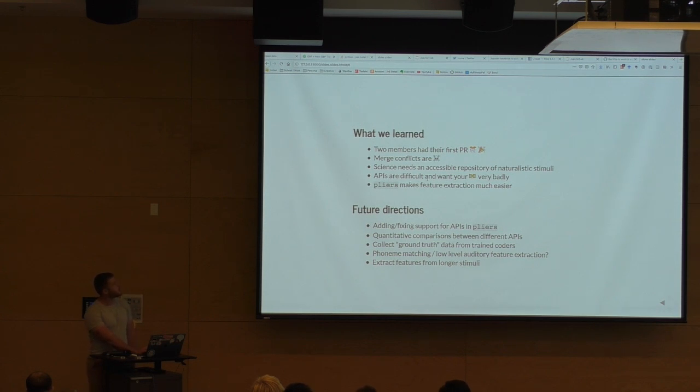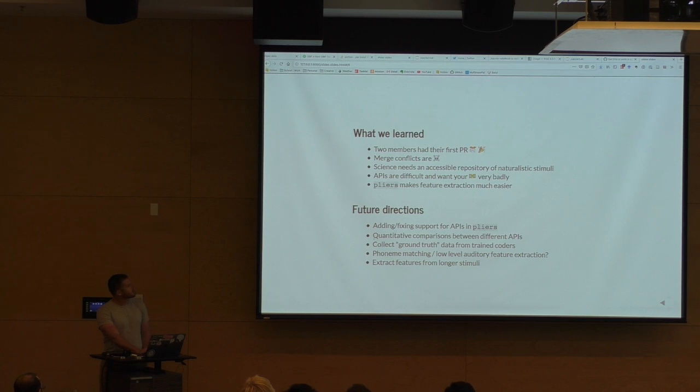And then we also learned that APIs are really difficult and they want your money really bad. They really hamstring what you can do without paying them or uploading your stuff to their server. And future directions is we're going to be working a little bit more on APIs and Pliers. Right now, the IBM API is extremely broken because IBM changed a bunch of stuff. And then also working in the Amazon Vision API and some other things.